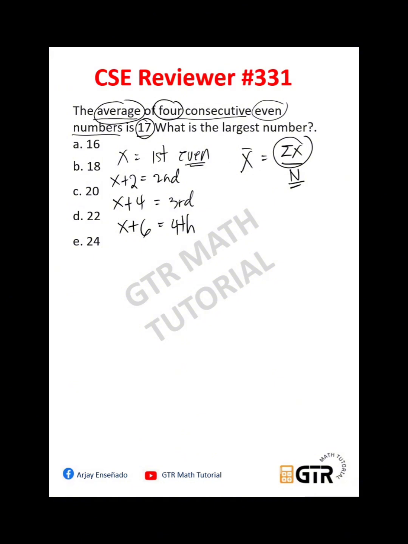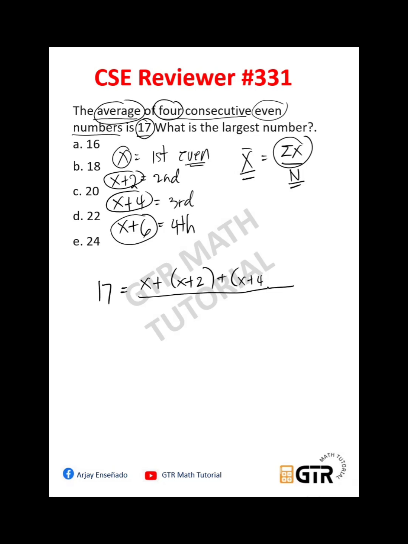Okay? So given the value of mean is 17, so therefore we have 17 is equal to, add the four numbers. So these are the four numbers, 1, 2, 3, and 4. Okay, so therefore we have x plus 2 plus the third number, x plus 4, plus the fourth number, we have x plus 6. And then we will divide this by 4 because we have 4 even numbers. And then the quotient of this is equal to 17. Okay, so we can now solve for x.